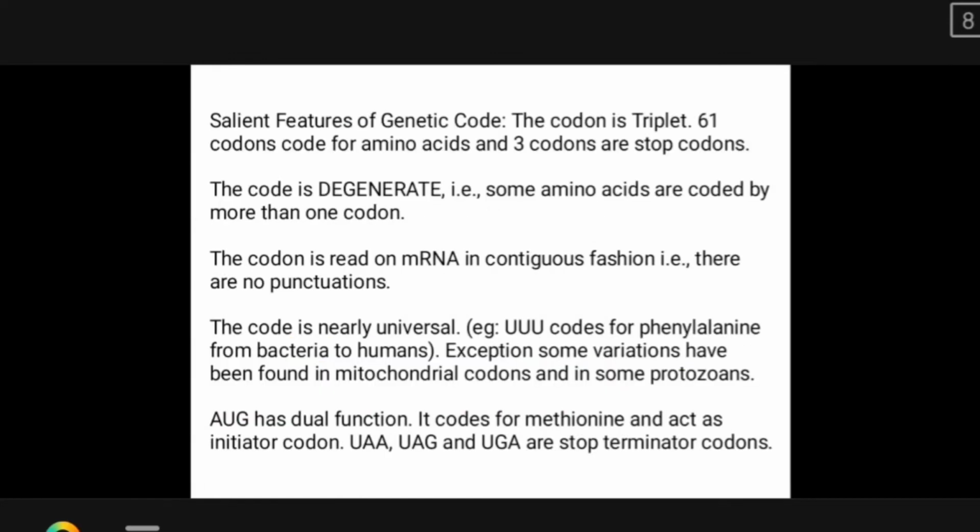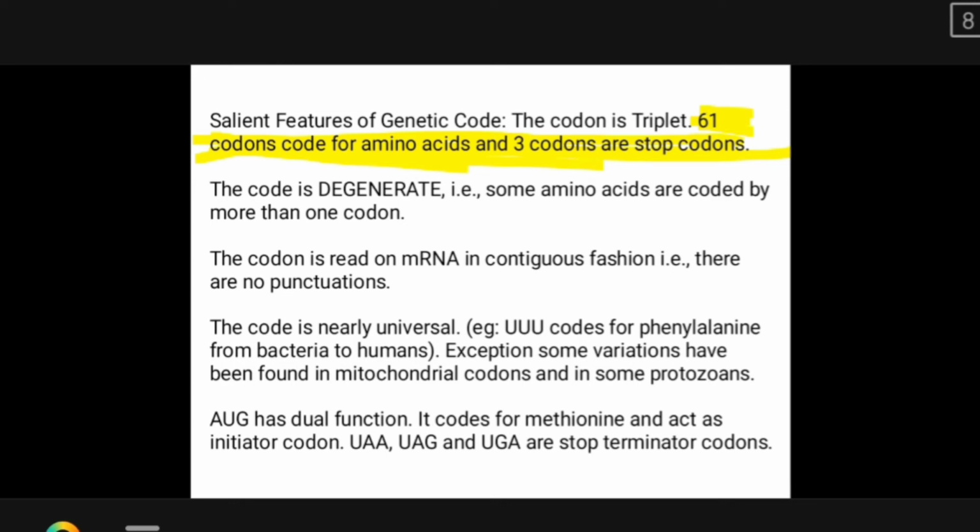Salient features of genetic code. The codon or the code is a triplet, that we all know. That is, George Gamow suggested that a code should be a triplet. There are 64 altogether, 64 codons or codes. Out of that, 61 code for amino acids and 3 do not code for amino acids. So they are called stop codons or nonsense codons.